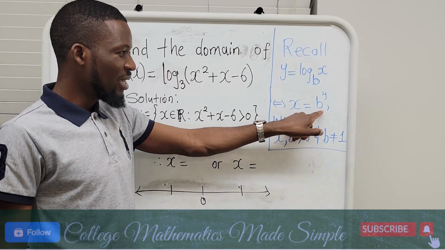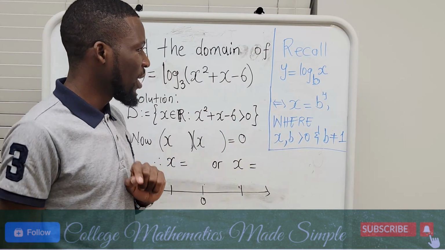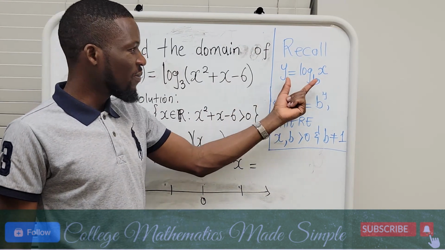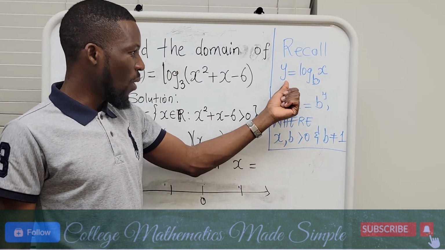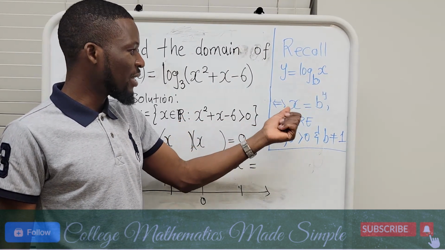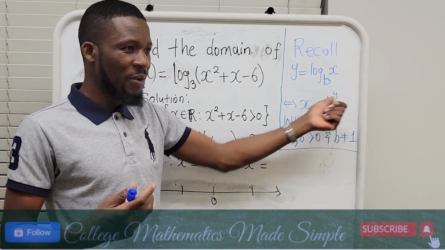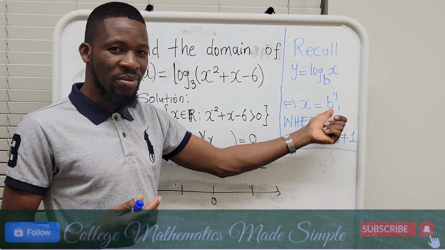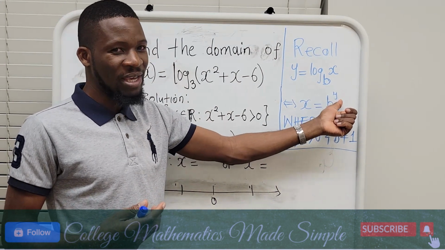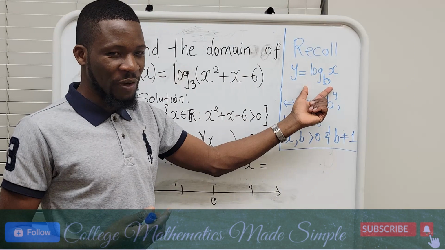A number b raised to the power y, and the answer is x. Now, remember that for a logarithmic function, y is equal to log of x base b is just the same as asking: what is x when b is raised to the power y? What is x when the base b is raised to the power y? This is how you interpret this expression.